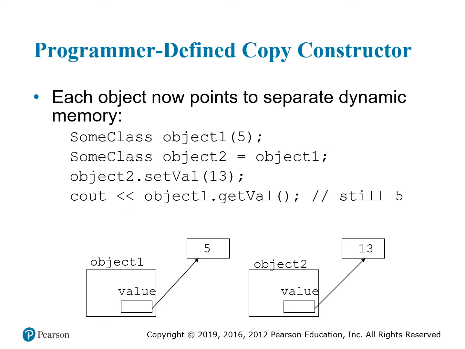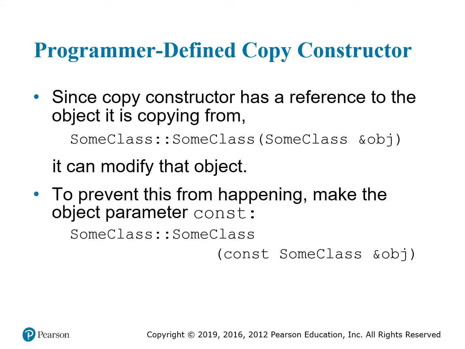Okay, so now if we say object 2 equals object 1, they'll both start out pointing to 5, but object 2 set val 13 means that object 2 can now be pointing to a different value than object 1. Okay, hope you understand that. If not, take a little bit of time to think about how you copy the value of something that is a pointer.